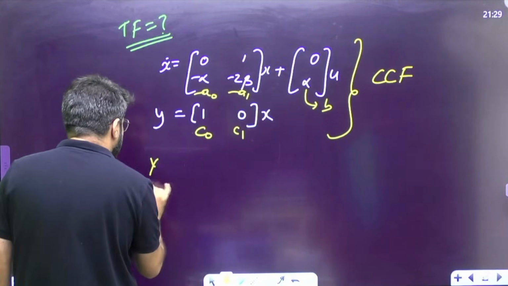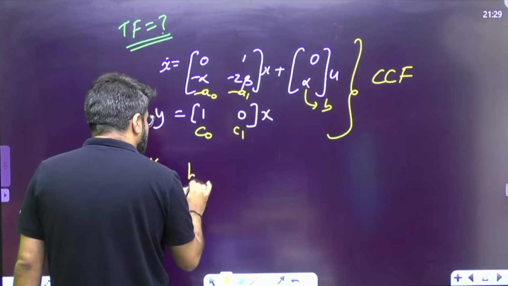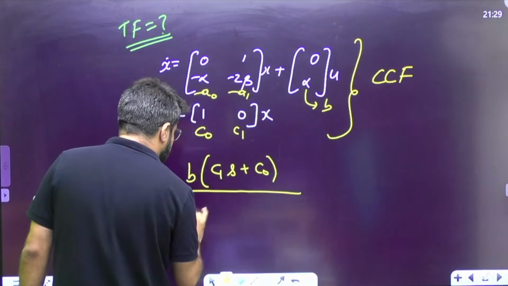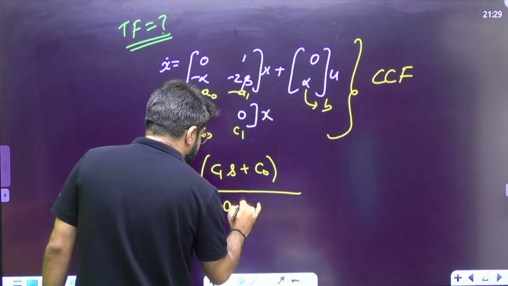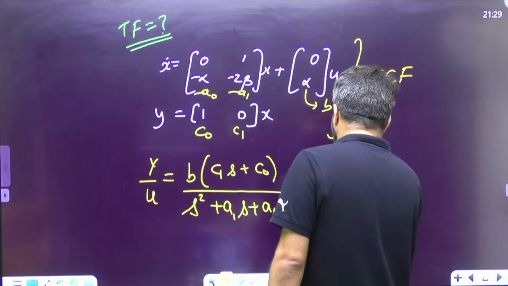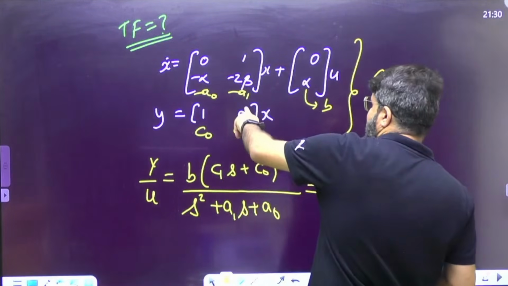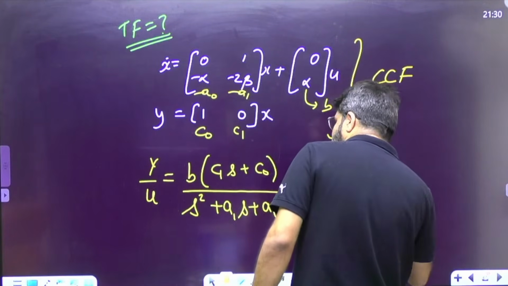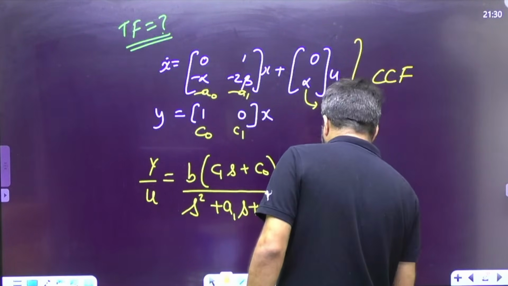What will be my transfer function I told you for second order? Again, I'll write down (b c1 s plus c0) over s square plus a1 s plus a0. When I fit in the values, b is alpha, c1 is nothing, 0, and c0 is equal to 1. So only 1 will come, divided by the denominator s square plus a1.